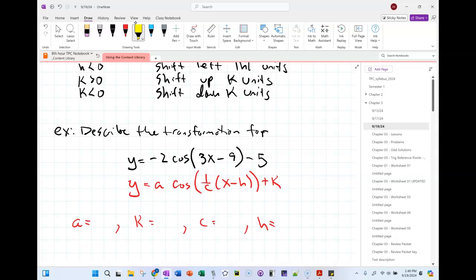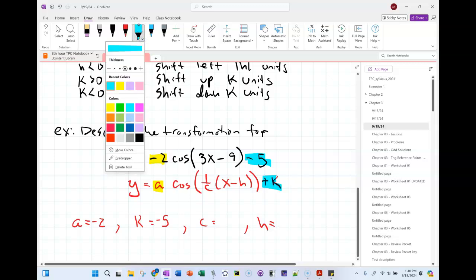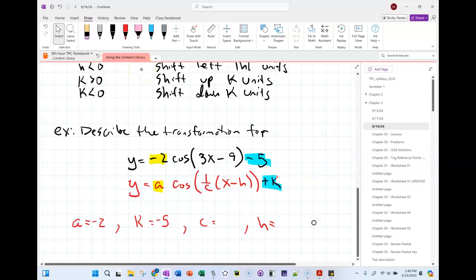So looking at this, who can tell me what the value for a is? Negative what? 2. That's correct, right? We just read it off the formula. How about what is k? Negative 5. Now, if I look at c and h, what do you notice about our function that's different than the general form? Well, there's something else going on that's more important than not a fraction piece, although that will come into play in a moment.